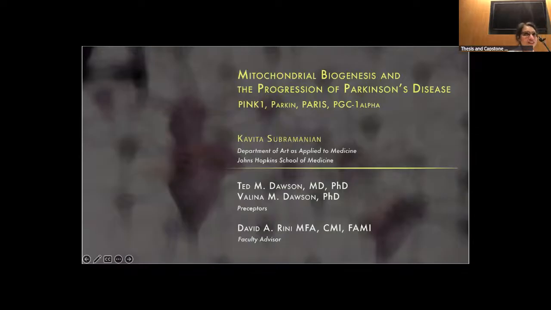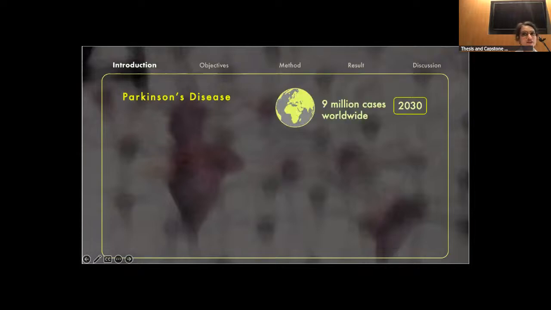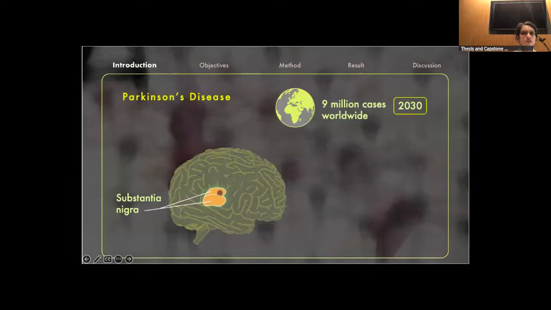My name is Kavita Subramanian, and my presentation is going to be on mitochondrial biogenesis and the progression of Parkinson's disease. To begin with, Parkinson's disease is the second most prevalent age-related neurodegenerative disease, with worldwide cases estimated to increase to 9 million affected individuals over the age of 50 years by the year 2030.